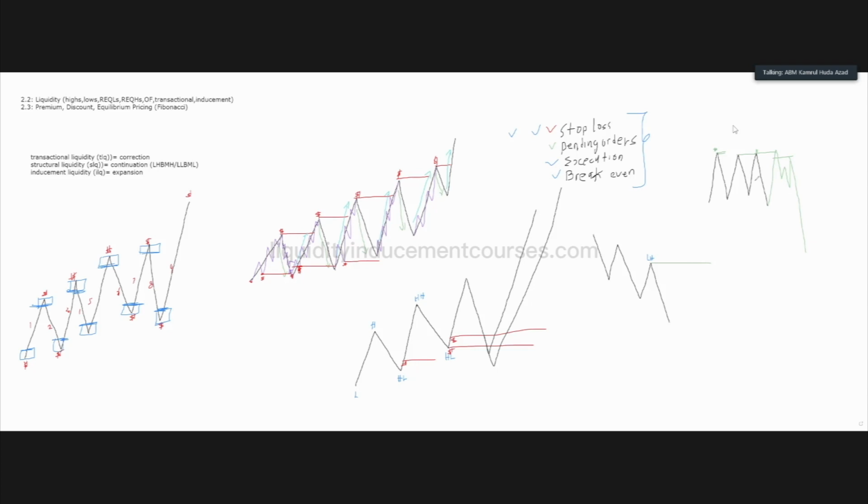Good. So when you look at the market, every time you want to pick a trade, you have just 4 questions at the back of your head. The first question you're going to ask yourself is, where is the next EPA? You identify it, then you ask yourself, where is the next inducement liquidity? You identify it, then you ask yourself, where is the next structural liquidity? Then you identify it, then you ask yourself, where is the next transactional liquidity? Now, all your trades must come from only these 4 levels.